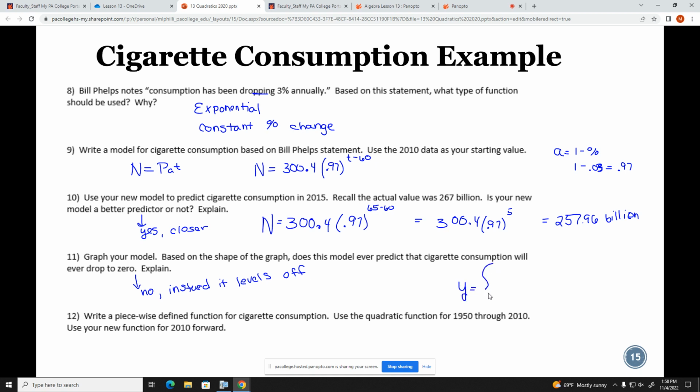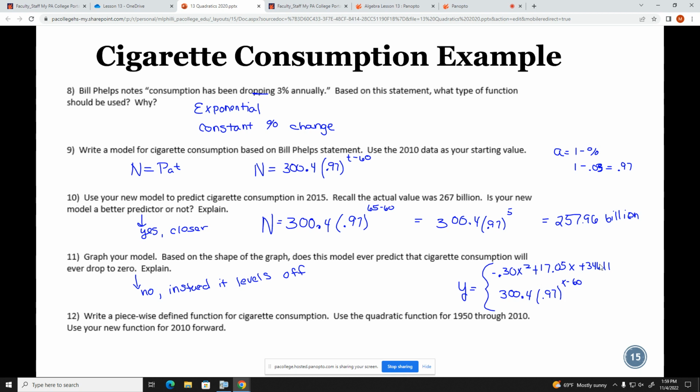We put our set brace. We started this out with a quadratic. And so our first is negative 0.30x squared plus 17.05x plus 346.11. And then our second part of the equation is this exponential model that we made. And so we have 300.4 times 0.97 to the x minus 60.